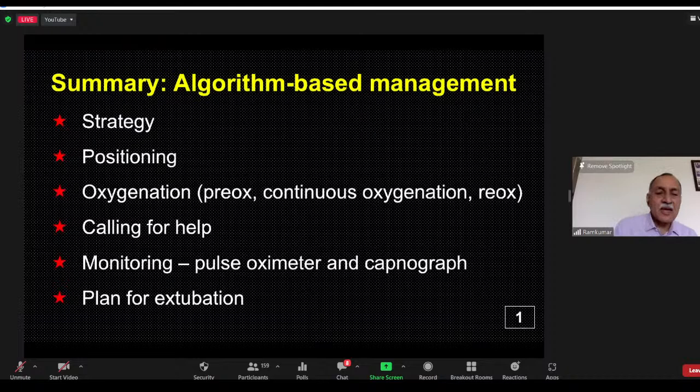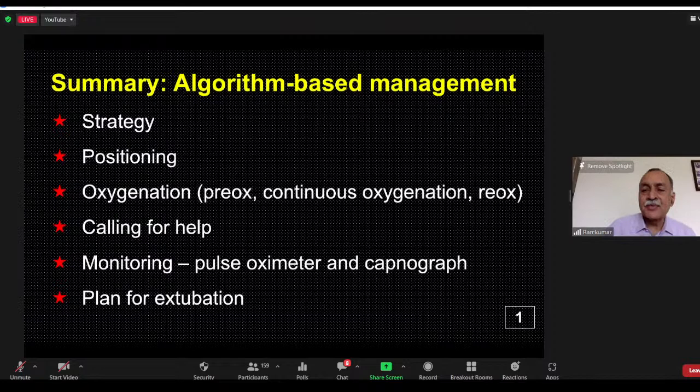As far as the algorithmic-based management of the airway was concerned, I divided my second half of the lecture into 6 parts. I said that we need to have an airway management strategy or plan, which runs from option A to B to C to D, which will differ from patient to patient, from context to context, from individual to individual. And this plan needs to be discussed threadbare with the entire team that is going to manage the patient. Positioning is important, for if you do not position your patient properly, you can only blame yourself later for not achieving the airway in as quick a manner as possible.